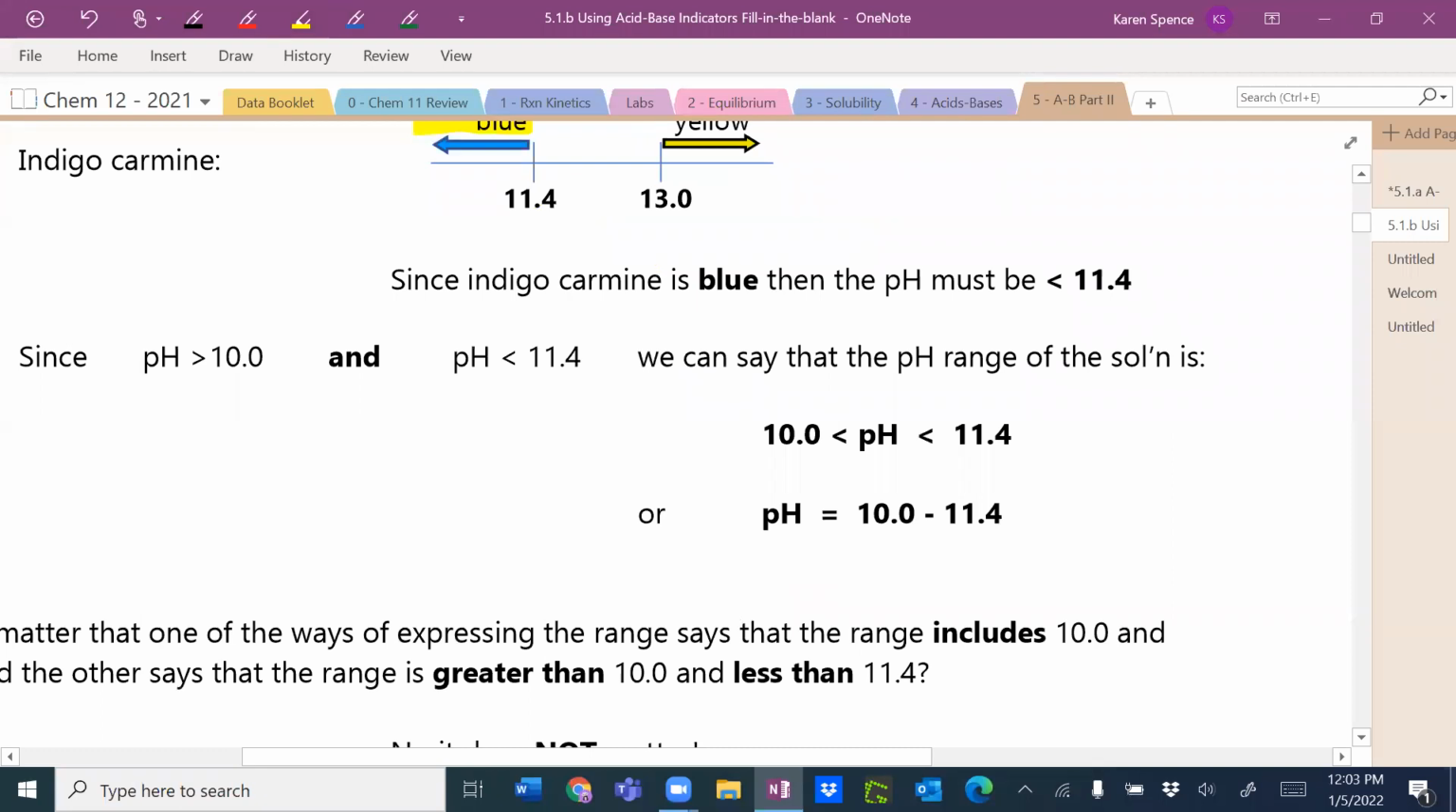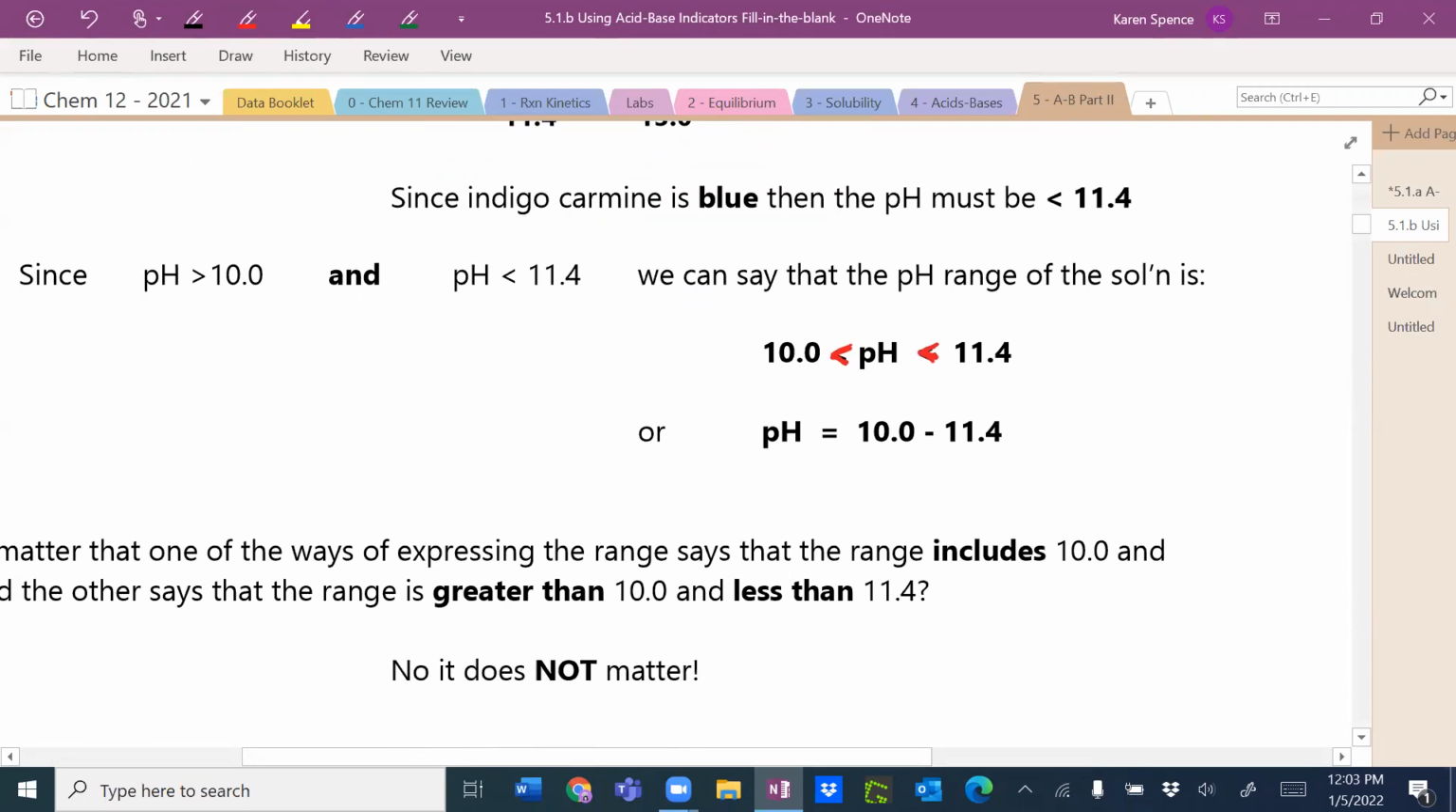There are two ways of writing this. You can either write it as pH is greater than 10.0 and less than 11.4, or you can write it as the pH is between 10.0 to 11.4. If you prefer, you could use the word "to" if you wanted to. That would also be fine. Sometimes I get questions from students. What do I do? Does it include the 10.0? Does it not include the 10.0? What about the 11.4? The answer is it just doesn't matter.